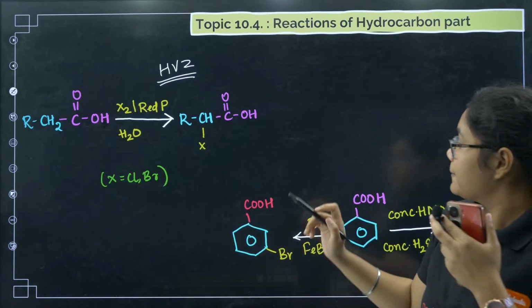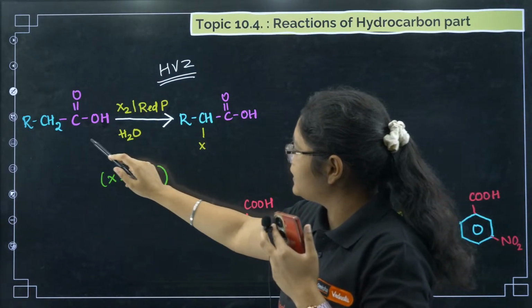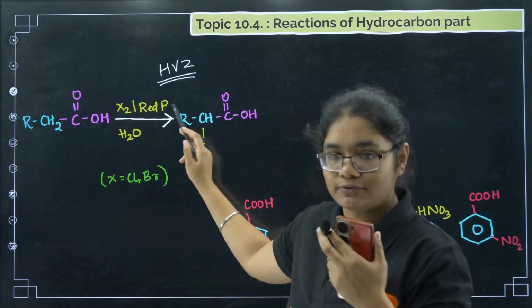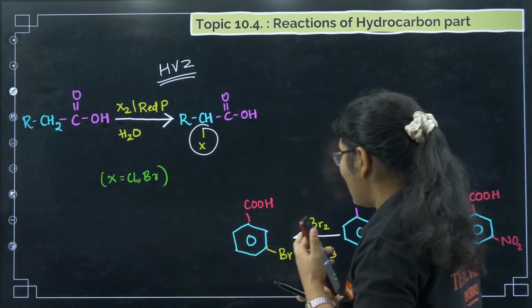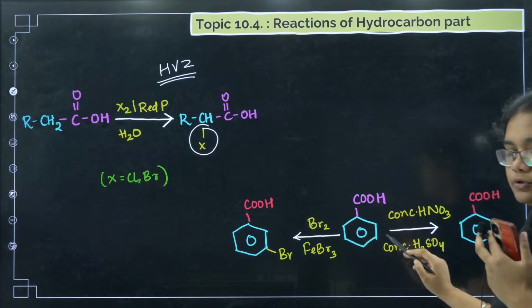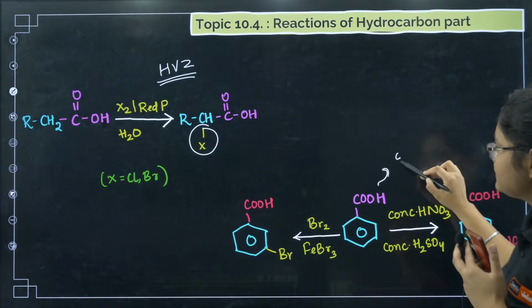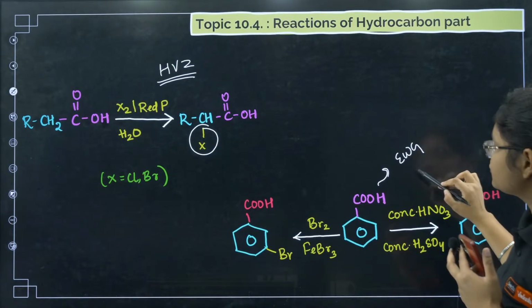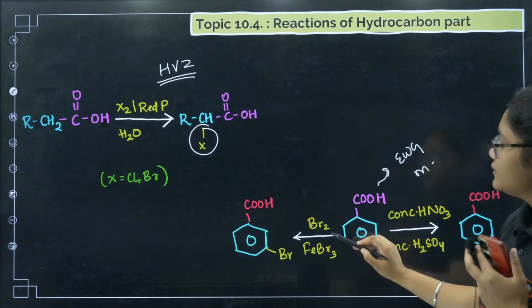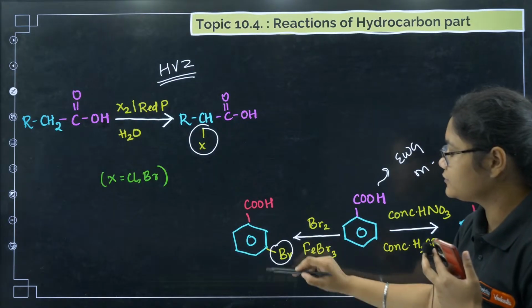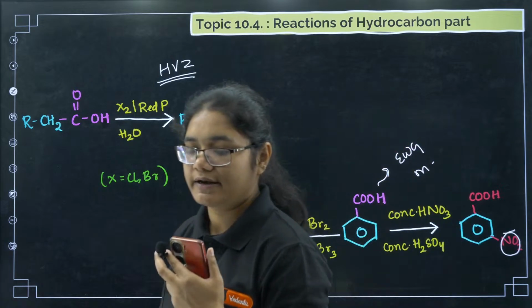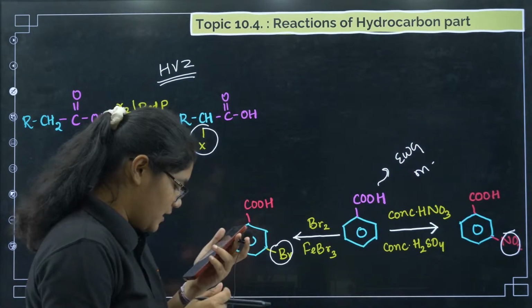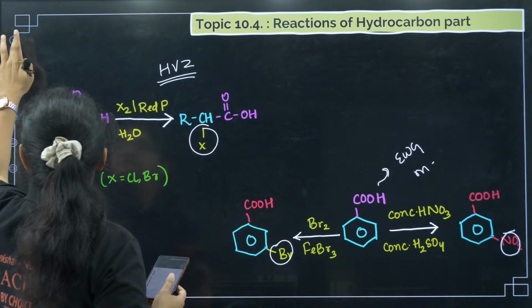Next we have the HVZ reaction. In that, the alpha hydrogen is replaced with X using X2 and red phosphorus. And we have the electrophilic substitution reaction. The COOH group is also an electron withdrawing group, so it is also a meta directing group. If you do bromination, bromine will come at the meta position. If you do nitration, nitration will take place at the meta position. Clear? Okay. Next.